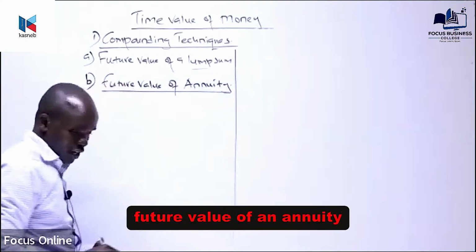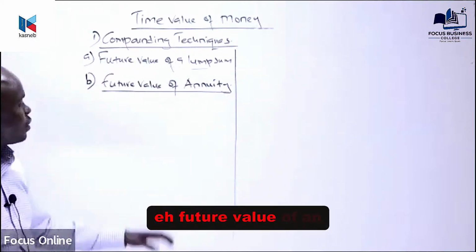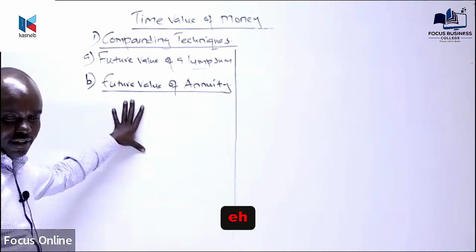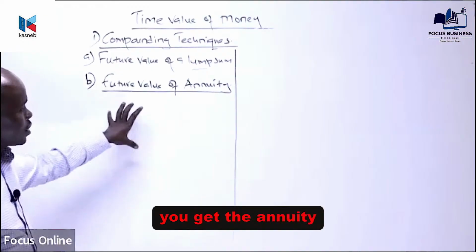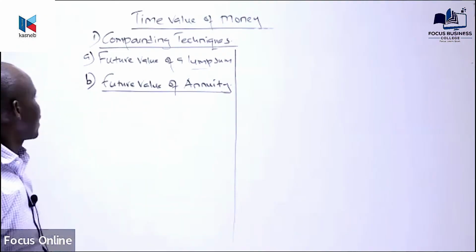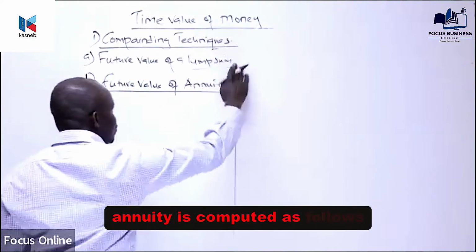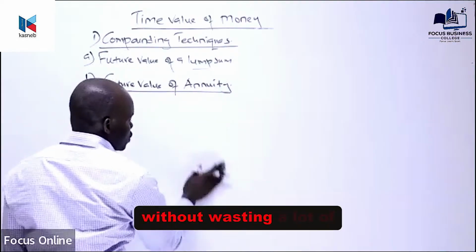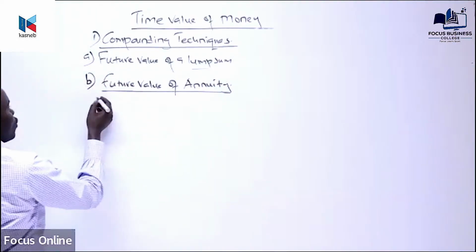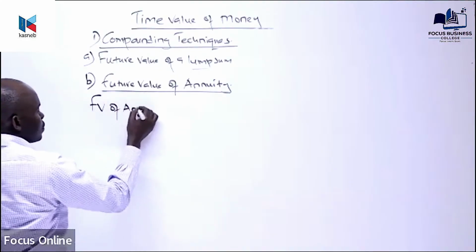Future value of an annuity. Now, a future value of an annuity, just like we've said, you get the annuity. It's an annuity when the amount occurs repetitively, but regularly. So future value of an annuity is computed as follows.